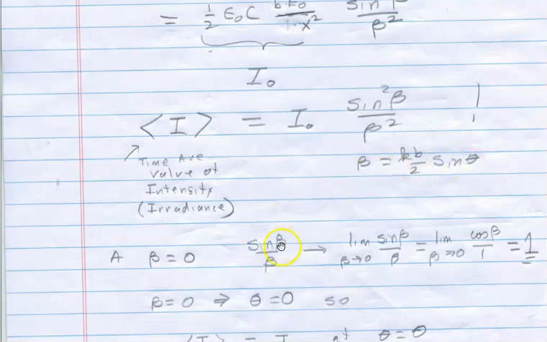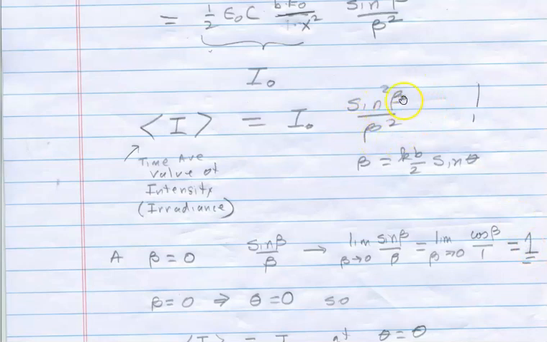But what happens to sine beta over beta as beta is 0? Well, if you look at that, as beta goes to 0, this becomes indeterminate. It becomes a 0 over 0. And so I can use L'Hopital's rule to take that limit. Derivative of sine is cosine. And derivative of the denominator, beta, is 1. And then take the limit, and you find that this sine beta over beta, as beta goes to 0, really is 1.